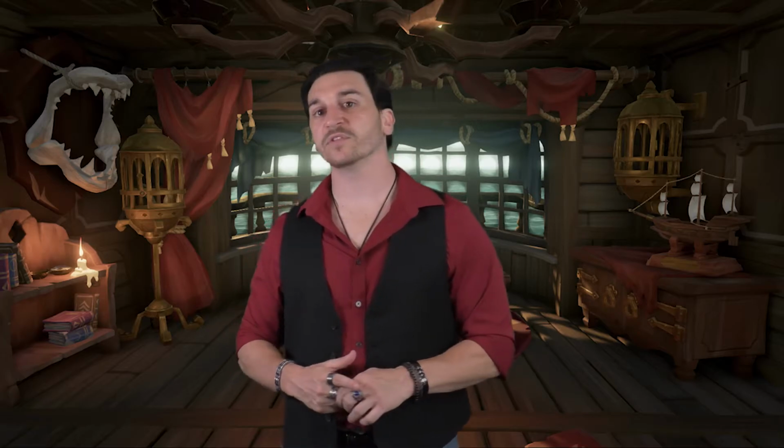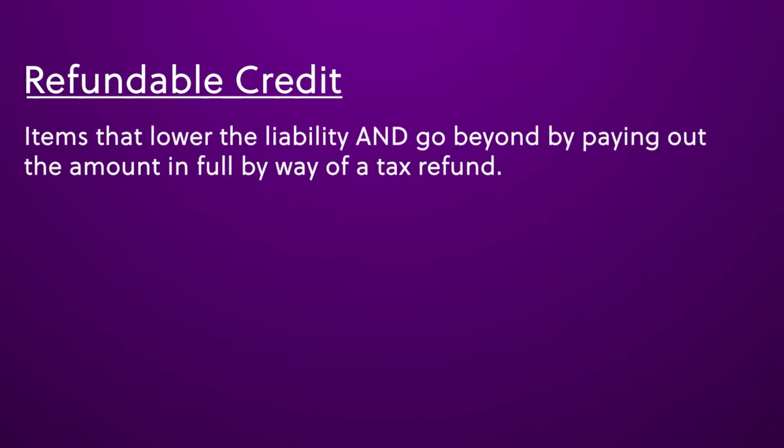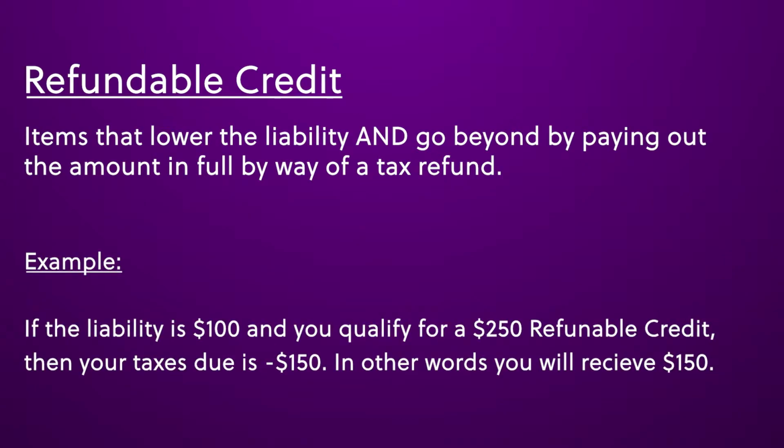Now, same scenario. We find out that your end result is $100 in tax, but you have a $250 refundable credit. What these will do is reduce you to 0 and then go below. So same example, $100 minus the 250 credit, negative 150. What this means is that there's $150 coming back to you because of the refundable credits.